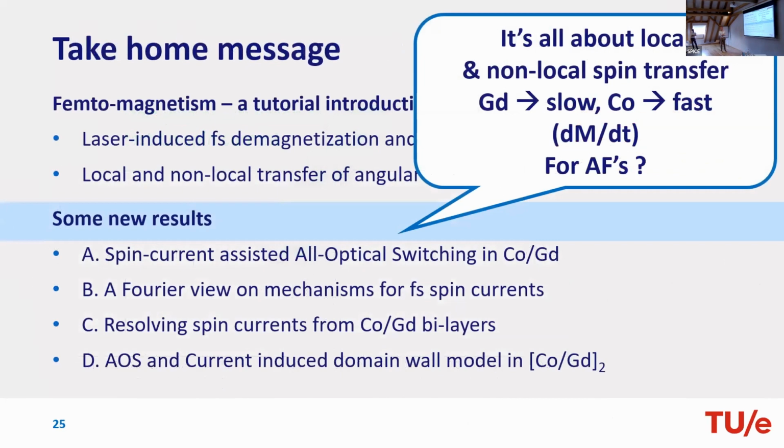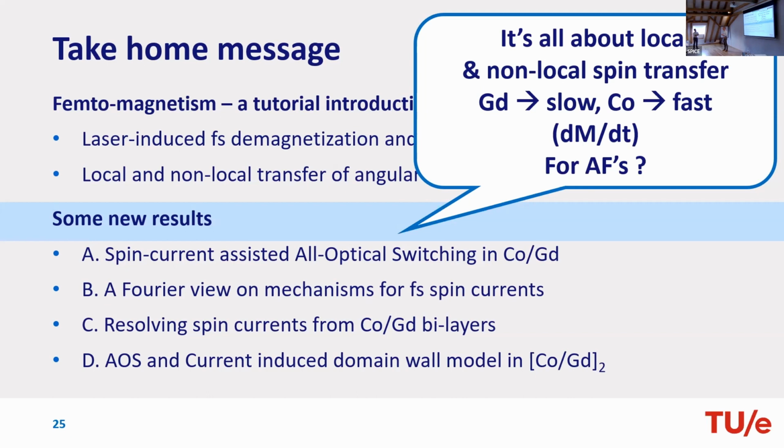This is actually the main conclusion, the take home message. Non-local spin transfer, gadolinium slow, cobalt fast, or iron, the other ones. The dM/dt mechanism is something that really works out in our experiments. Maybe use that also for antiferromagnetic tricks to manipulate that ultra fast.